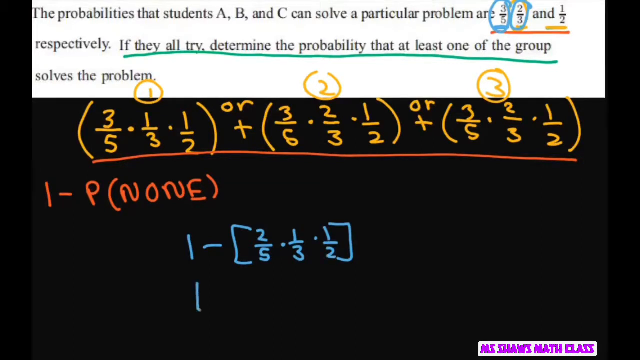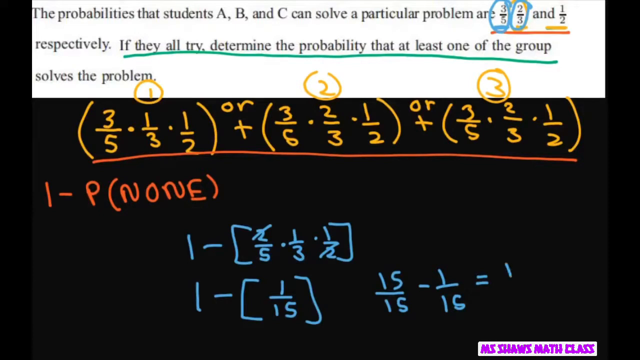So this is going to be 1 minus, and multiply across here, and the 2's cancel. So you're just going to get 1 divided by 15. So this is 15 divided by 15 minus 1 divided by 15. So that would give you 14 divided by 15. And that's the probability that at least one of the students solves the problem.